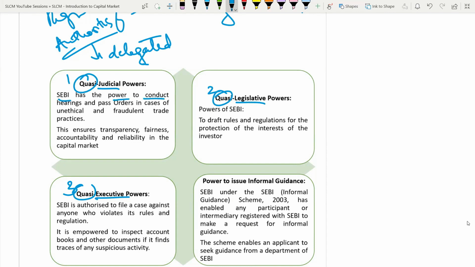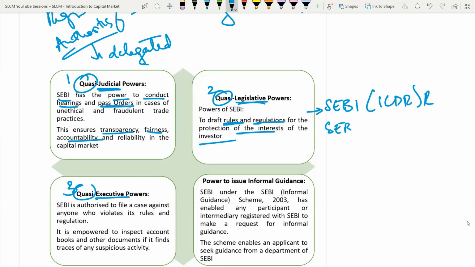SEBI has the power to conduct hearings and pass orders because it is quasi-judicial, and this ensures transparency, fairness, and accountability. Legislative power: they have the power to draft rules and regulations for protecting the interest of investors. Using this power, SEBI has created multiple regulations: SEBI ICDR regulations, SEBI LODR regulations, SEBI SAST regulations. There are multiple rules and regulations which are created by SEBI using this quasi-legislative power.